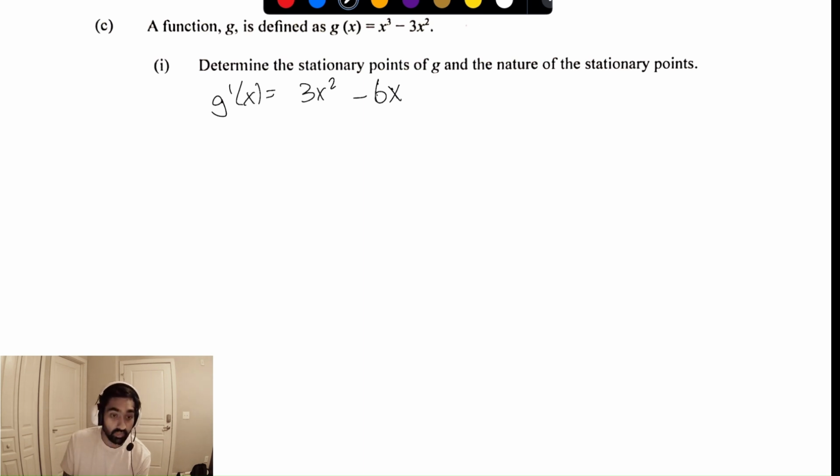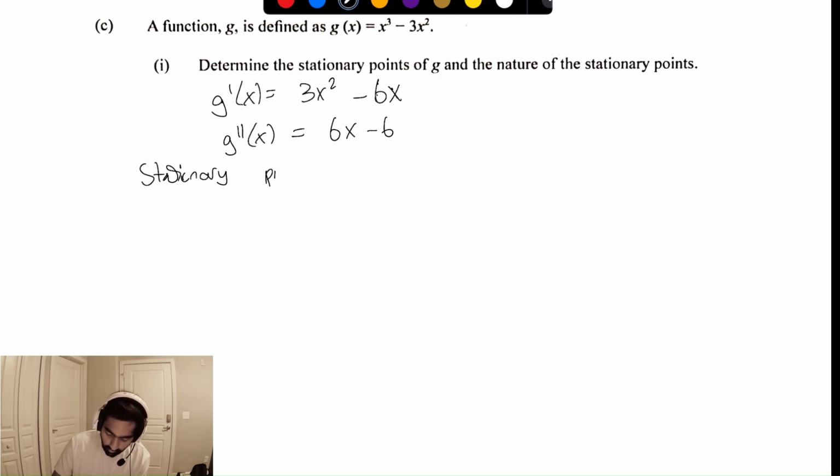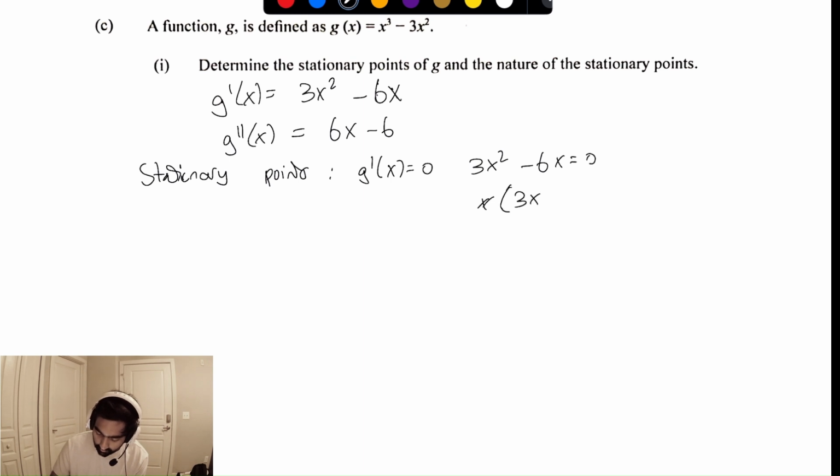Okay, and now let's first also find g double prime of x, which just means differentiate again. I get 6x minus 6. For the stationary points of g, they are g prime of x equals 0. So that means 3x squared minus 6x is equal to 0. I can factor this as x times 3x minus 6 is equal to 0. And therefore the two stationary points are x is equal to 0 and x is equal to 2.